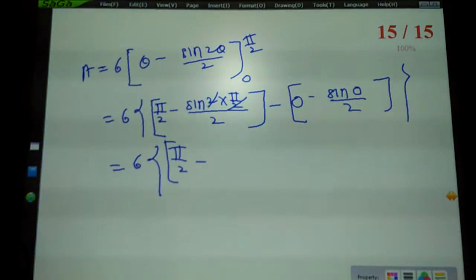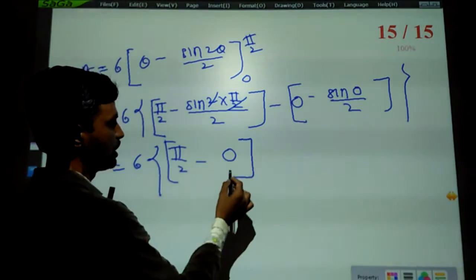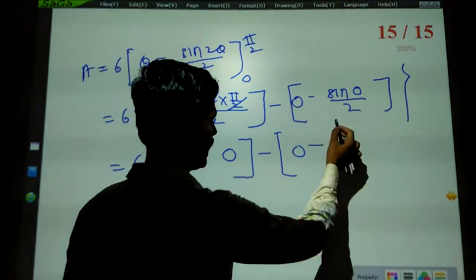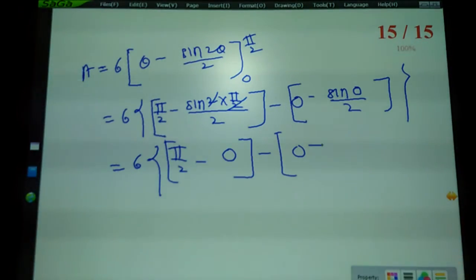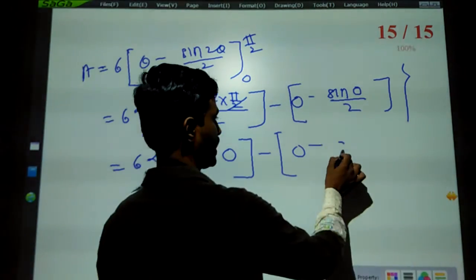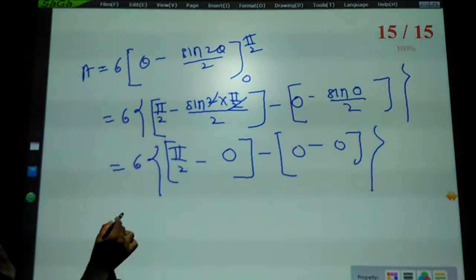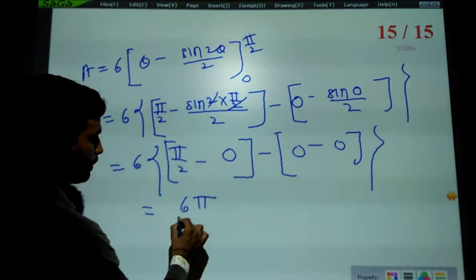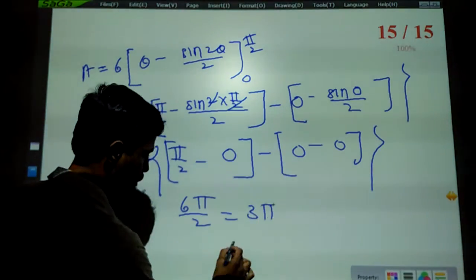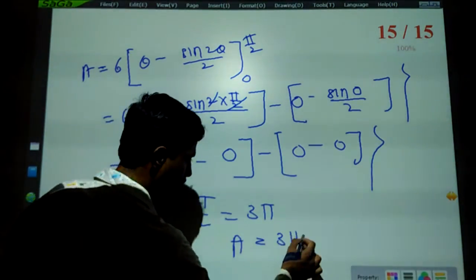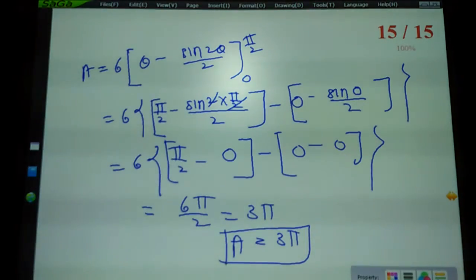0. Yes, sin pi is the 0. So 0 by 2 is the 0 minus this 0. What is the value of sin 0? 0. This is also 0. Yes, sin 0 is also 0. Okay. So final answer is 6 pi by 2, that is 3 pi. So 3 pi is the area between the given two circles, that is r is equal to 2 sin theta and r is equal to 4 sin theta.